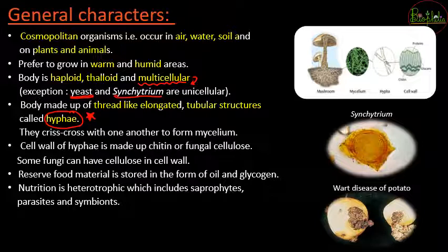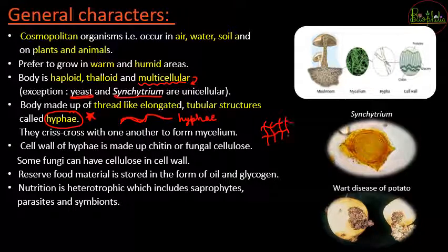अब हाइफी को अगर हमने डायग्रामेटिकली रिप्रेजेंट करना हो तो दैट इज गोइंग टू बी अ थ्रेड लाइक लॉन्ग इलोंगेटेड ट्यूबुलर स्ट्रक्चर. सो दिस इज गोइंग टू बी हाइफी. अब अगर बहुत सारे हाइफी एक साथ ऐसे जाली जैसा बनाते हैं, मेनी ऑफ हाइफी कम टुगेदर एंड दे फॉर्म अ क्रिस क्रॉस पैटर्न. तो ये क्रिस क्रॉस पैटर्न को बोलते हैं माइसीलियम. सो दैट इज आवर नेक्स्ट पॉइंट टू रिमेंबर.